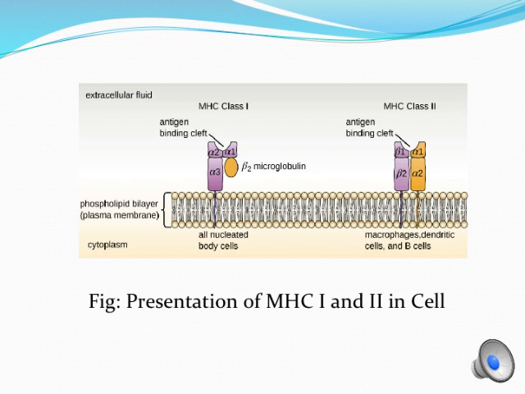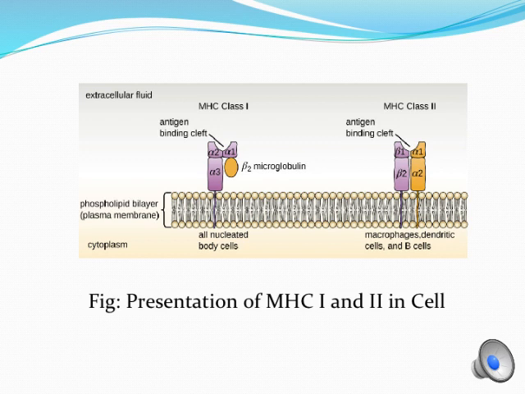MHC class 1 is there on all nucleated body cells, whereas MHC class 2 is there on macrophages, dendritic cells and B cells. Macrophages are very active cells in killing infections. They are polymorphic, so they can change their shape, catch the infection and engulf it. The dendritic cells and the B cells of your body are involved in maintenance of our immune system.